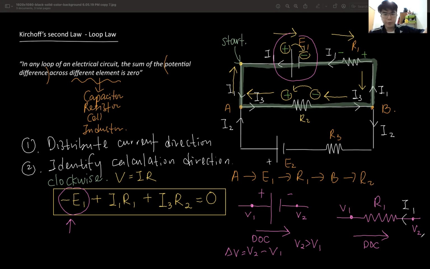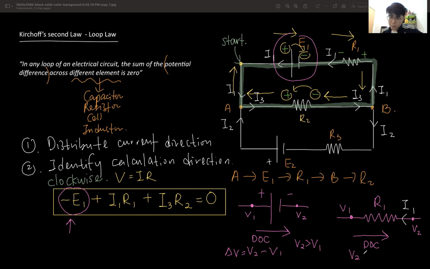You look at the current flow. Because this is not a battery, right? We cannot tell. A battery is very simple. You just know the positive must be bigger. But this is a resistor. So how do we know? We use the current direction. Current always flows from higher potential to lower potential. That means V2 is bigger than V1.